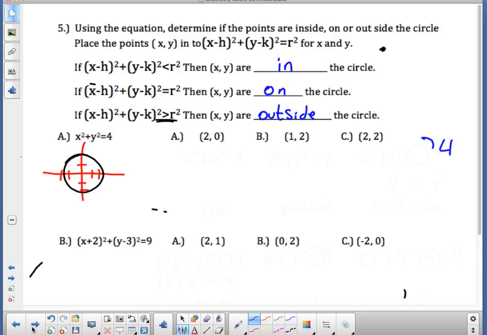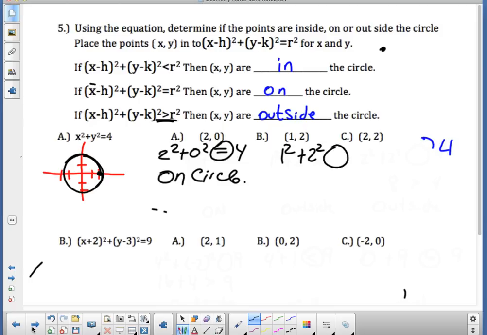So if I go out to 2, 0, that should be on my circle. What's it look like if I plug things in? 2 squared plus 0 squared. And I'm considering, is it equal to, greater than, or less than 4? It's equal, so it's on the circle. When I plug in 1, 2, 1 squared plus 2 squared, I'm looking at this and I go, well, that's 5. That's outside the circle. 1, 2 is right there outside my circle.